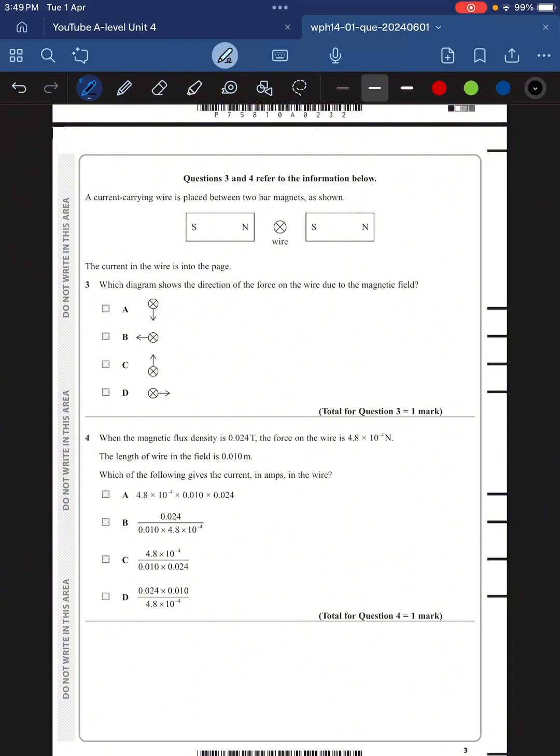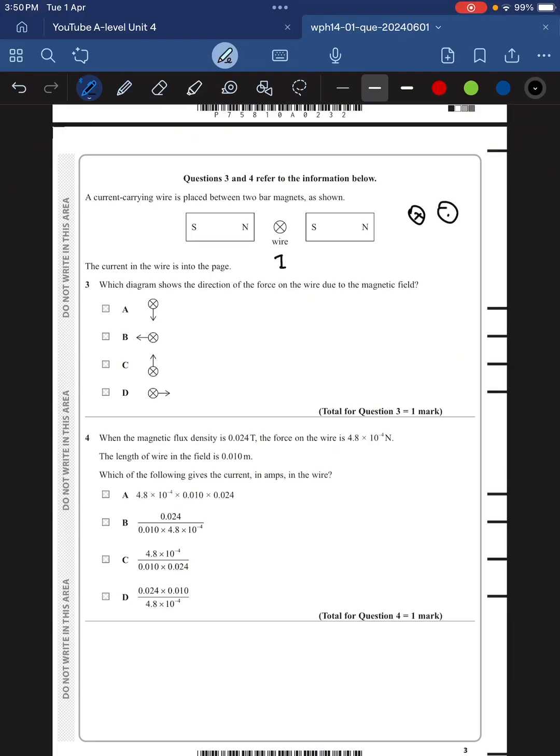Questions number 3 and 4 refer to the information below. A current carrying wire is placed between the 2 magnets as shown. So pretty much it tells us that the wire has a current I that points inwards, okay? Remember that if we have this symbol, it symbolizes the tail of the arrow. So this symbolizes a quantity. It's usually the magnetic field, but here they use current. It's a quantity that goes into the page, so we see the tail of the arrow.